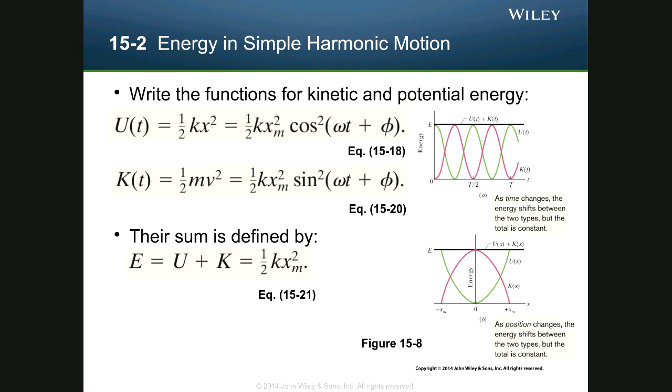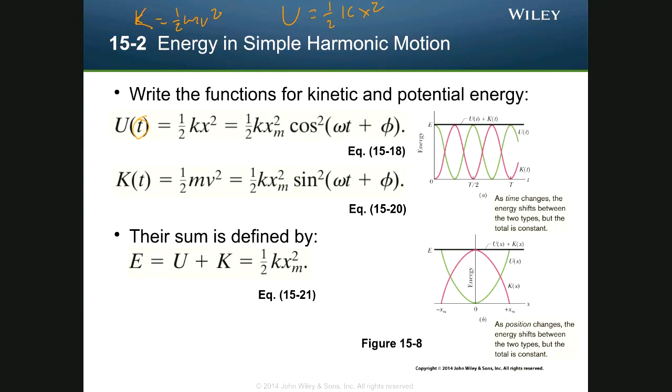So we need to write the functions for kinetic and potential energy. Again, we want to go back to the things we know, which is that kinetic energy, big K, equals 1/2 mv squared. And we know that for a spring, for instance, U equals 1/2 kx squared. You're going to notice, though, that instead of being constant, these are now functions of time.